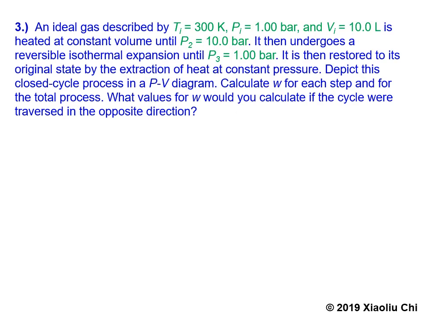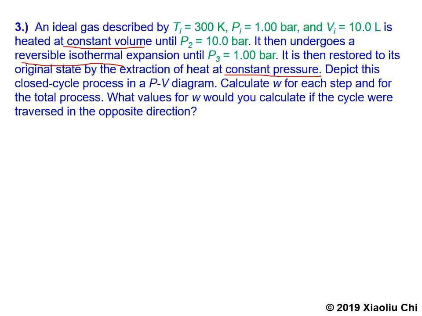Question 3. An ideal gas described by initial temperature 300 Kelvin, initial pressure 1 bar, initial volume 10 liter. It is heated at a constant volume. Okay, so note the keyword, constant volume, until P2 is 10 bar, and then it undergoes reversible isothermal expansion until P3 is 1 bar. It is then restored to its original state by extraction of heat under constant pressure. So 3 processes: constant volume, reversible isothermal expansion, constant pressure.